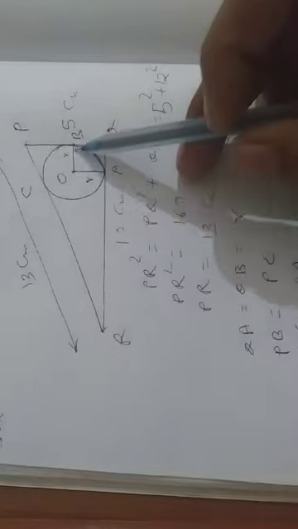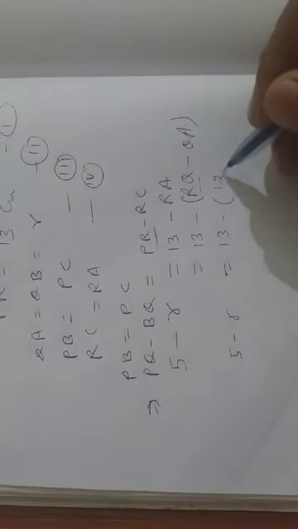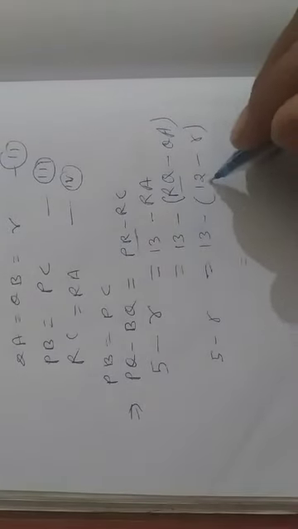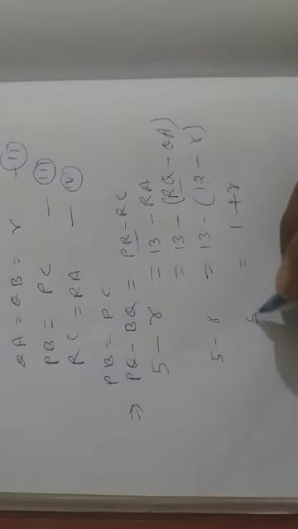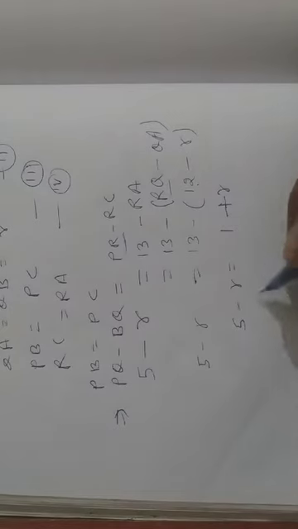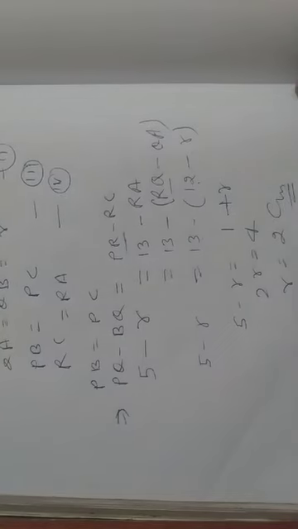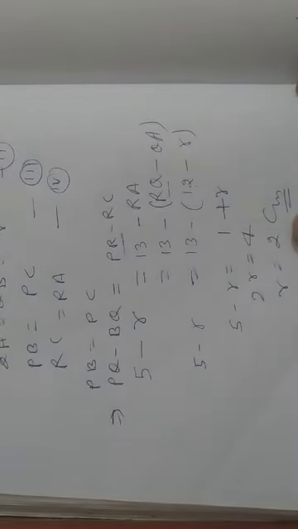Now what is the value of RQ? RQ is given as 12 centimeter, and QA is equal to the radius of the circle. So we can write 5 minus R is equal to 13 minus (12 minus R). From this we find 13 minus 12, that is 1, plus R is equal to 5 minus R. From this we find 2R is equal to 4. So R is equal to 2 centimeter. This is the answer. The radius of the circle is 2 centimeter.